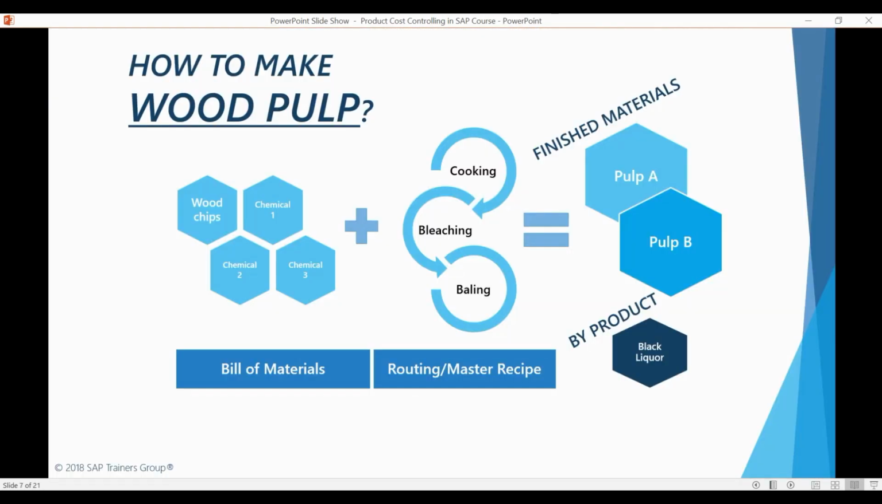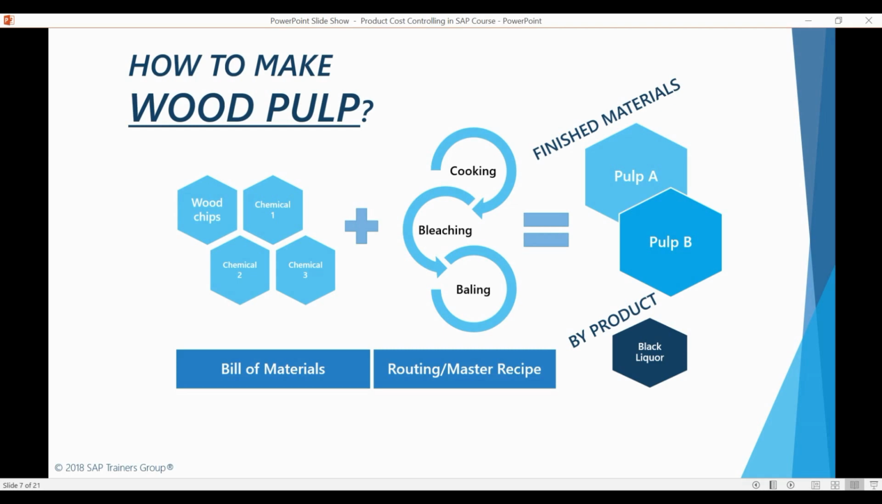So, how to make wood pulp? The most important raw material for pulp is chopped wood. Together with various chemicals, the wood is first cooked, then bleached, and finally pressed and packaged into neat bales that can be shipped anywhere in the world. Based on the type of wood chips and the types of chemicals used, different varieties of pulp can be produced.